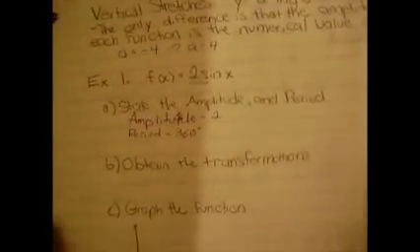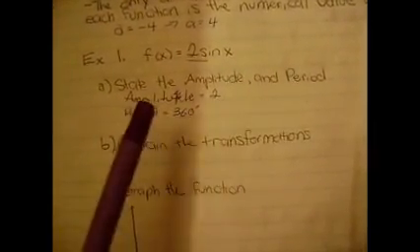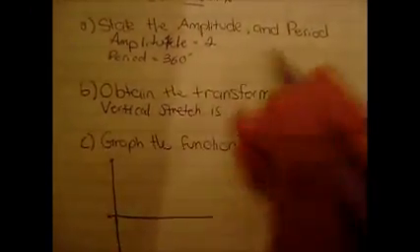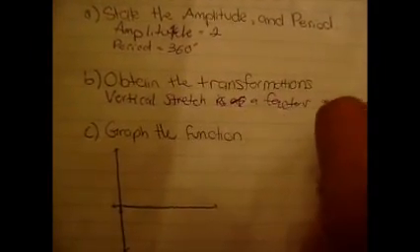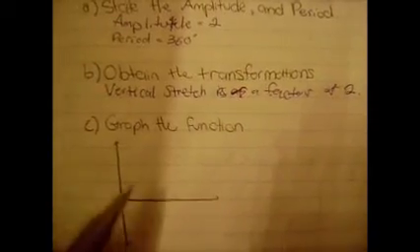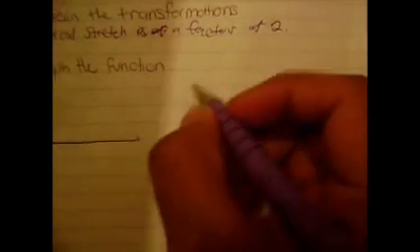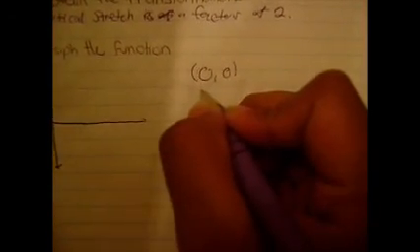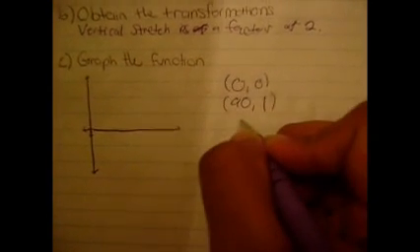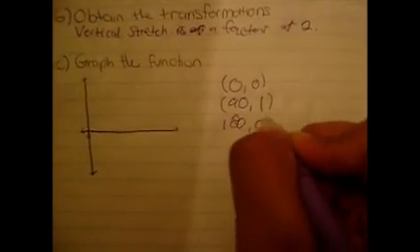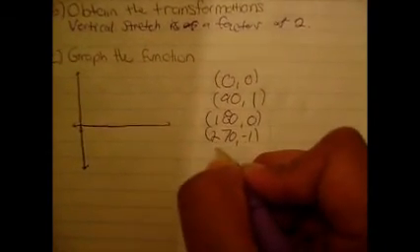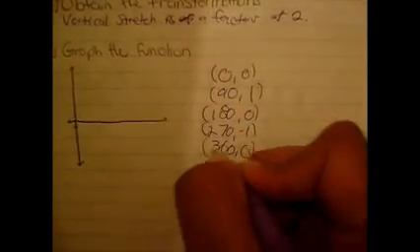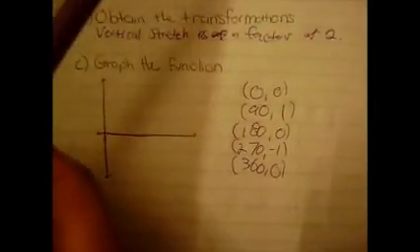Now, part B says obtain the transformation. So since there's only one transformation, there's a vertical stretch by a factor of 2. Now, it says graph the function. Now, our normal coordinates for sine would be 0, 0, 90 and 1, 180 and 0, 270 and -1, and 360 and 0.